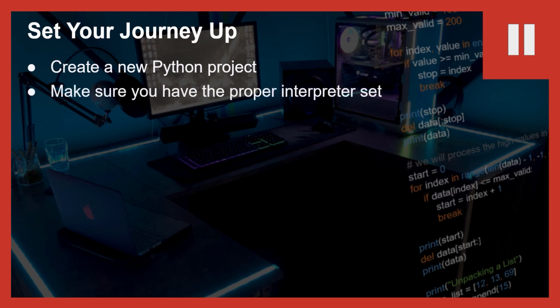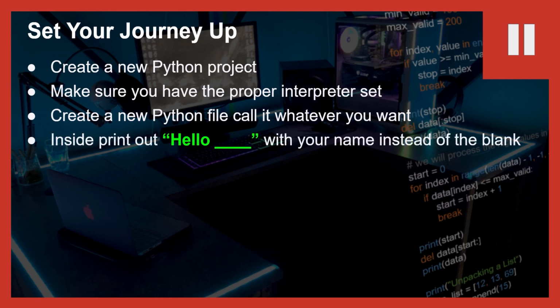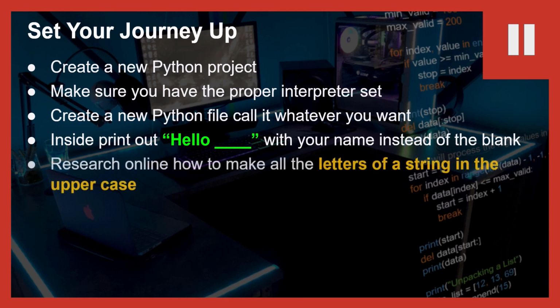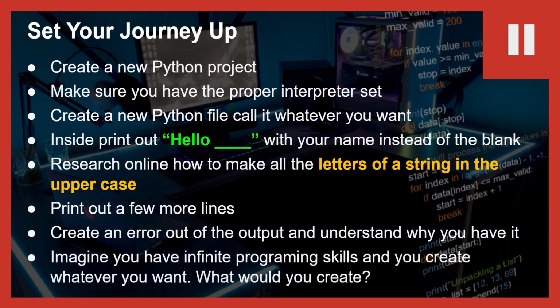Make sure you have the proper interpreter set. Make sure that it works. Create a new Python file and call it whatever you want. Inside, print out hello with your name instead of the blank line. Research online how to make all the letters of a string uppercase. Print out a few more lines, create an error out of the output, and understand why you have this error. And finally, I want you to take the time to imagine you have infinite programming skills and you can create whatever you want. What would you create? So pause the video right now and go to the challenge.